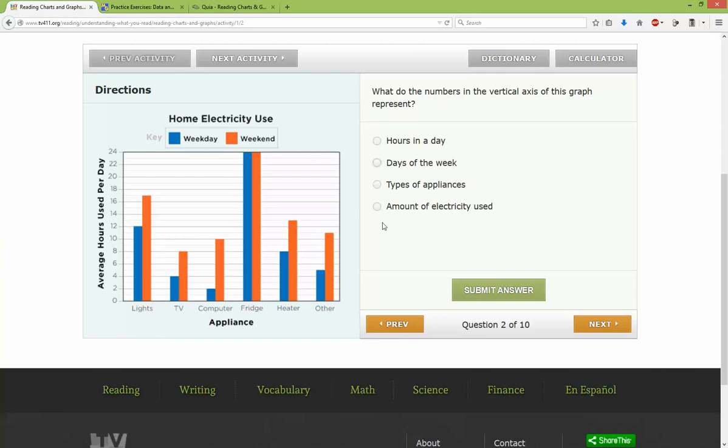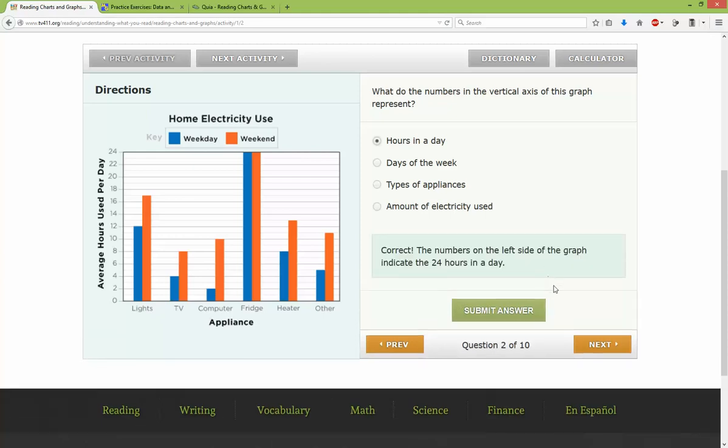I want to say it should be hours the appliance is used. That's the horizontal axis. They just want the vertical. Hours of use in a day. And the red one represents the weekend. Okay. What do the numbers represent? Let's see what this thing says. I would have liked hours of usage in a day.